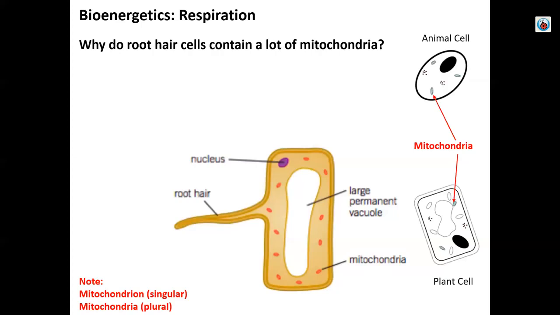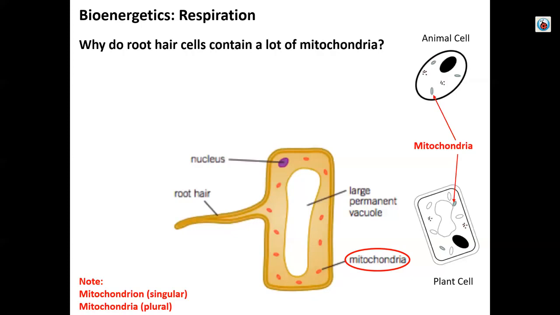The second example of respiration I want to look at takes place in plants, and specifically I want to look at the root hair cells. Here I've got a diagram of a root hair cell. I've just circled the mitochondria, so all those red structures represent mitochondria. So there are a lot of mitochondria within a root hair cell.